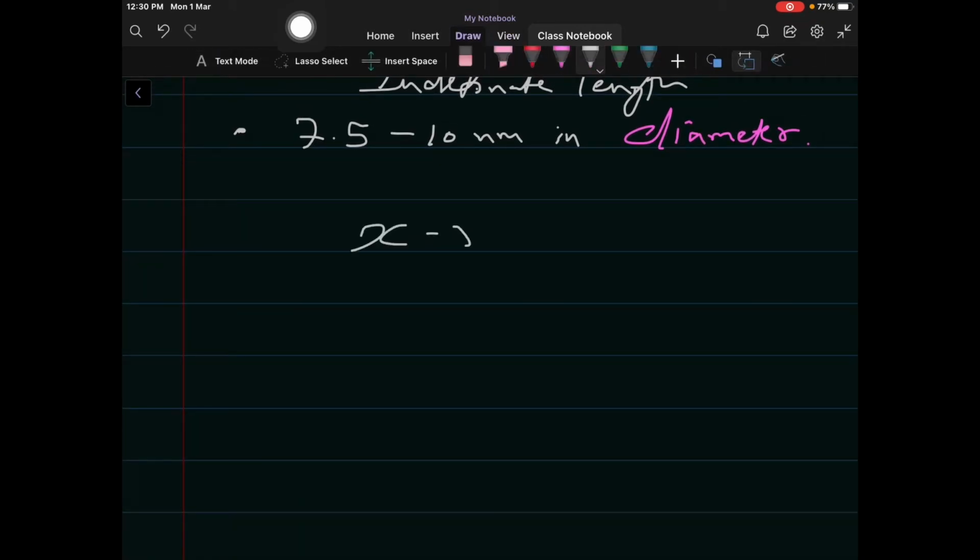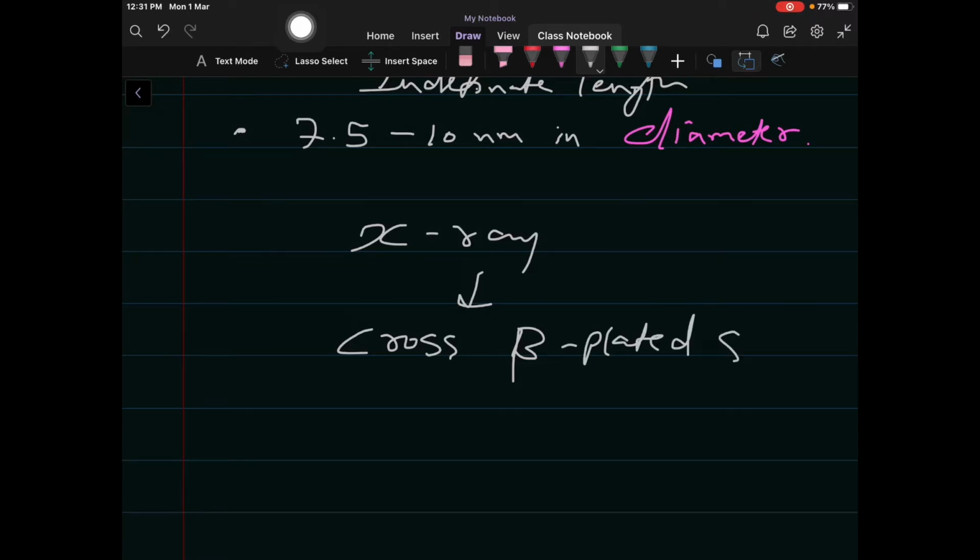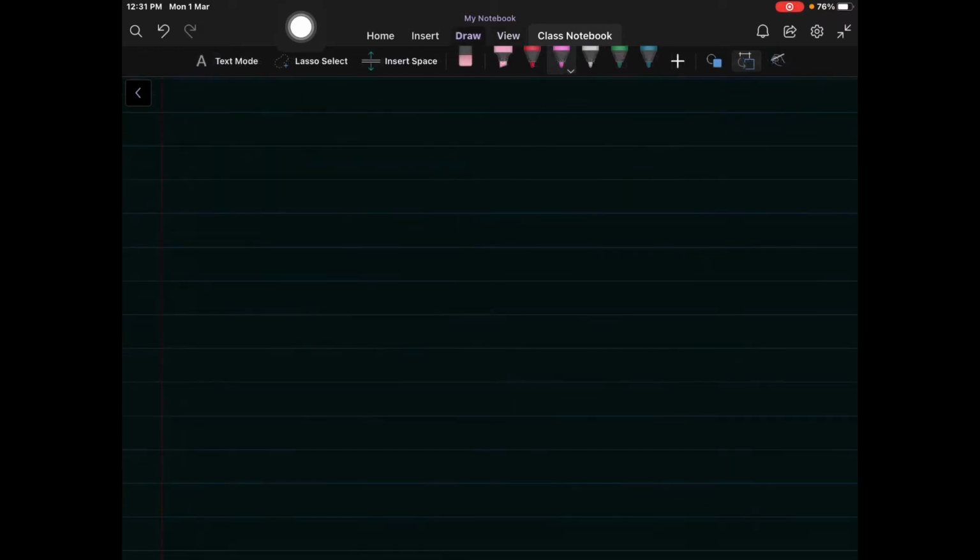And the next is X-ray crystallography. In the X-ray crystallography, the appearance of amyloid will be cross beta pleated sheet. This is the most important point on the basis of MCQ.